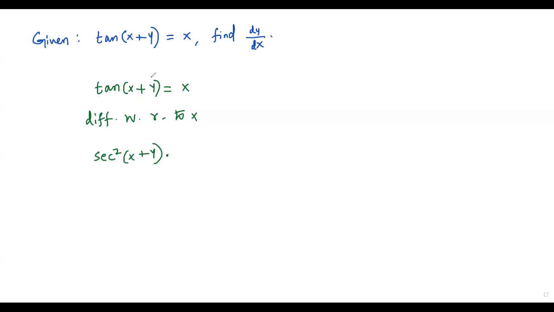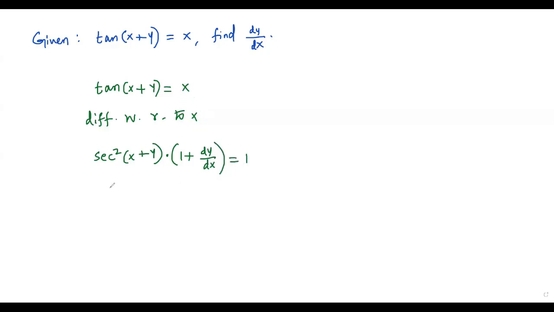By chain rule, I have to do further derivative for this x + y. Okay, when I do the derivative of x with respect to x, it is just 1, plus, when I do the derivative of y with respect to x, it is just dy over dx. On the right side, the derivative of x with respect to x is just 1.